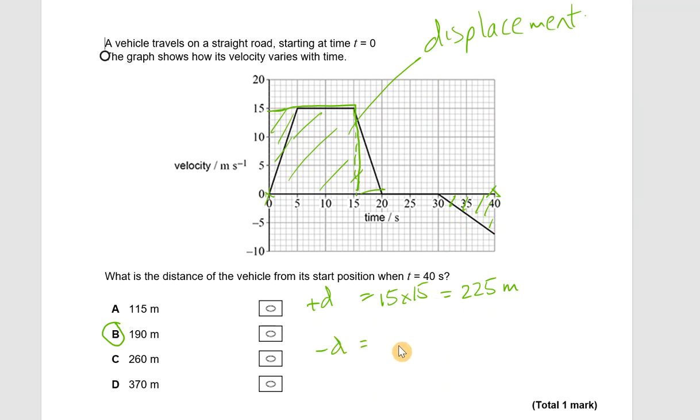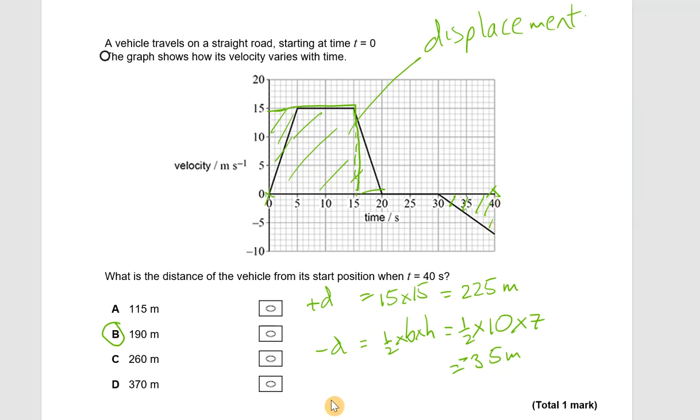And that triangle has, it's a half times base times height. That's the formula for the area of a triangle. So we've got a half, the base there is 10, the height there is 7, so we've got 35 meters. I could say that's negative 35 meters because it's returning towards the starting point.